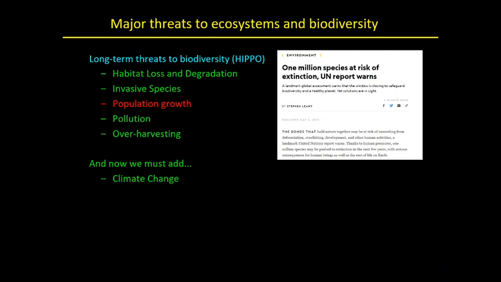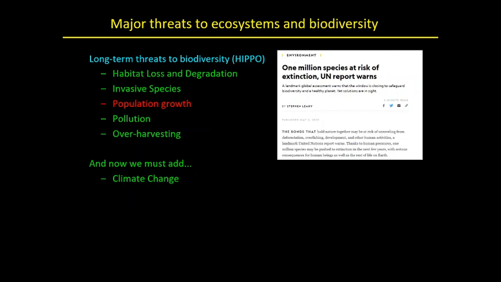You'll find various lists of the challenges to biodiversity on the planet as a result of human activity, and I like to go with this one, which is a little bit antiquated, but it's the HIPPO model. It lists 5 different traditional threats to biodiversity, and the letters spell out the word HIPPO. There's habitat loss and degradation, invasive species, population growth, that's human population growth, pollution, and overharvesting of species. We'll be talking about all of these during this semester, but today we're going to focus on population growth.